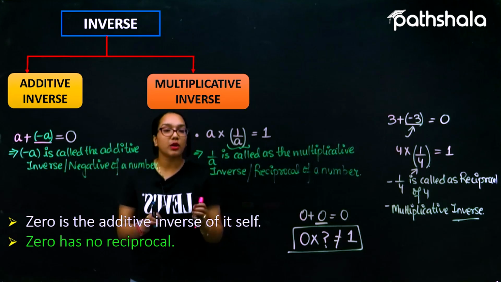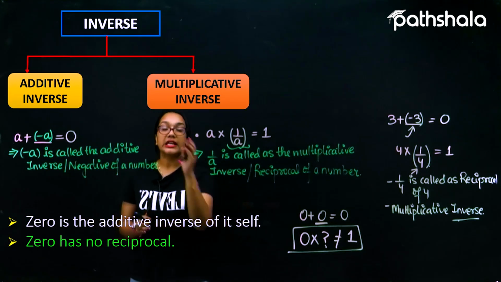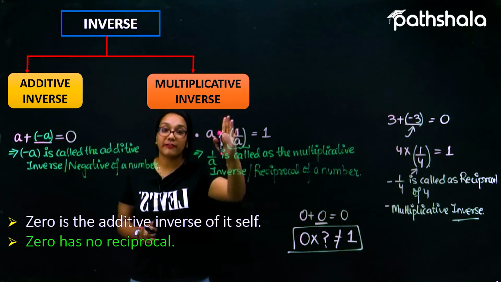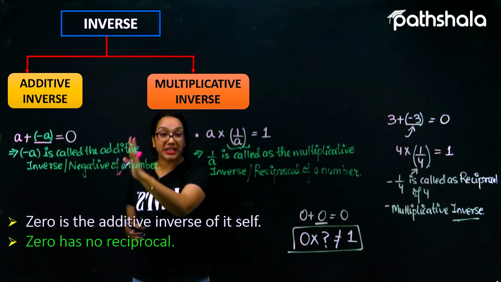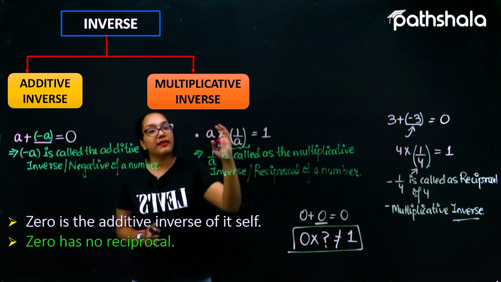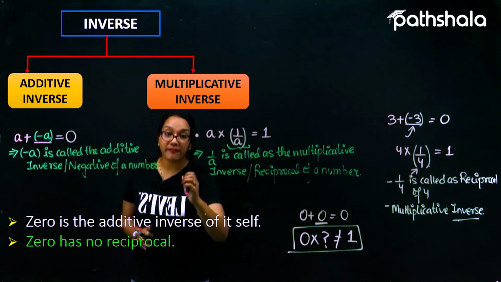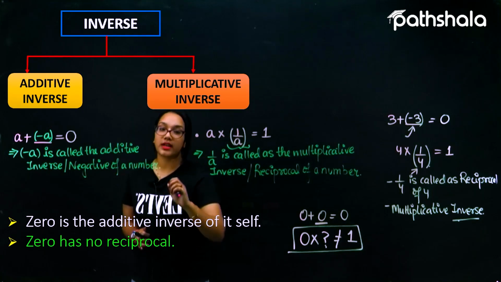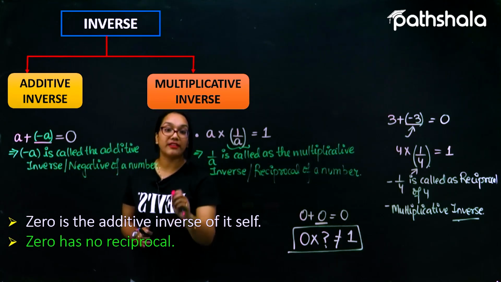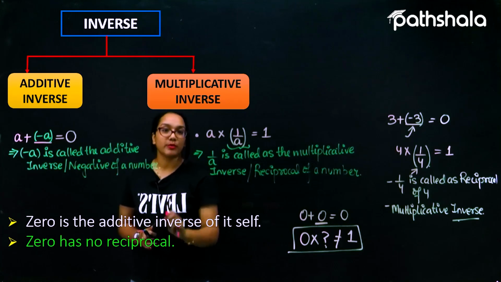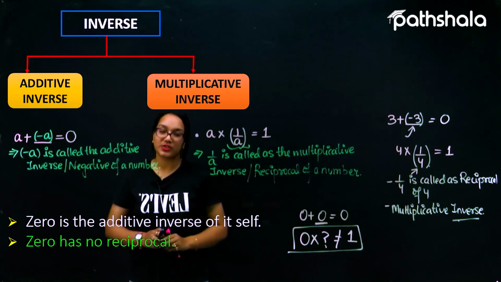So this is all about the concept of inverse, in which we have discussed the additive inverse and the multiplicative inverse. The additive inverse means the negative of a number and the multiplicative inverse means the reciprocal of the number, and we discussed two important notes: 0 is the additive inverse of itself and 0 has no reciprocal. I hope the concept of inverse is clear to you.